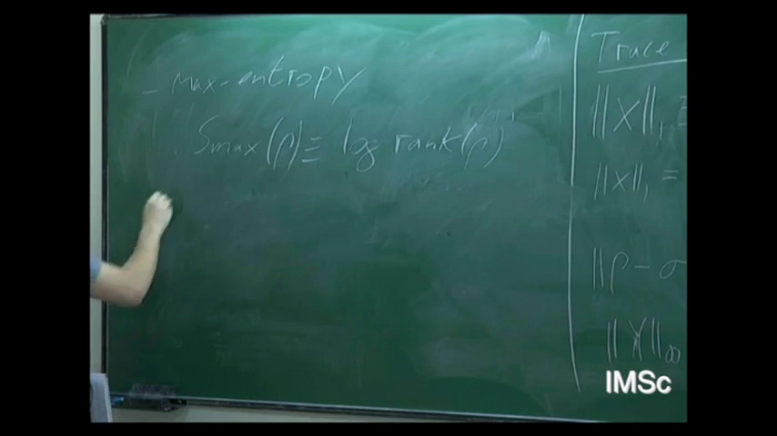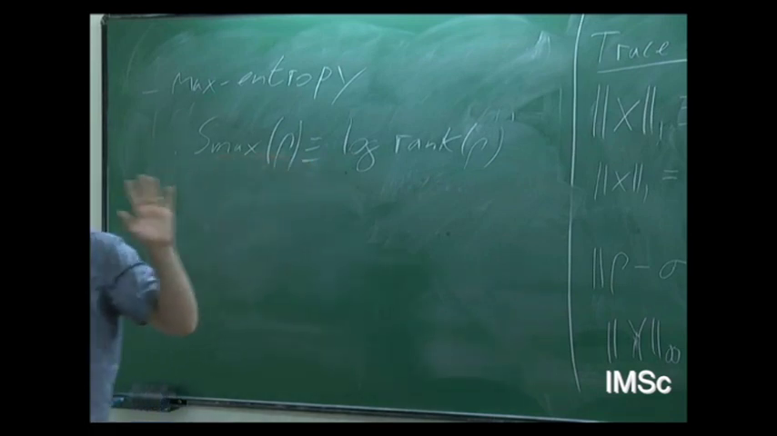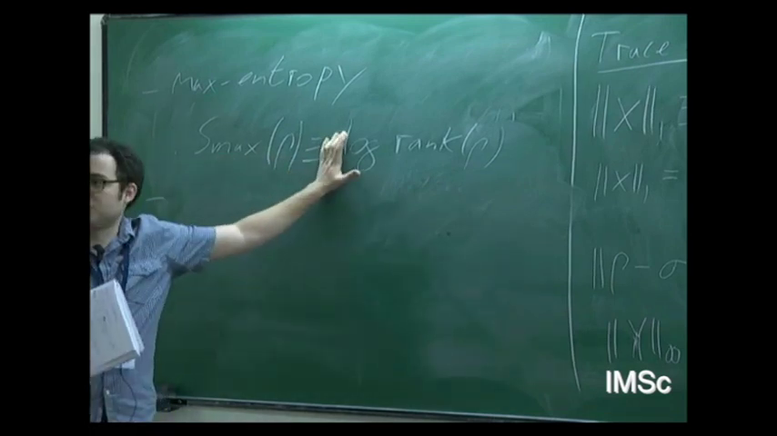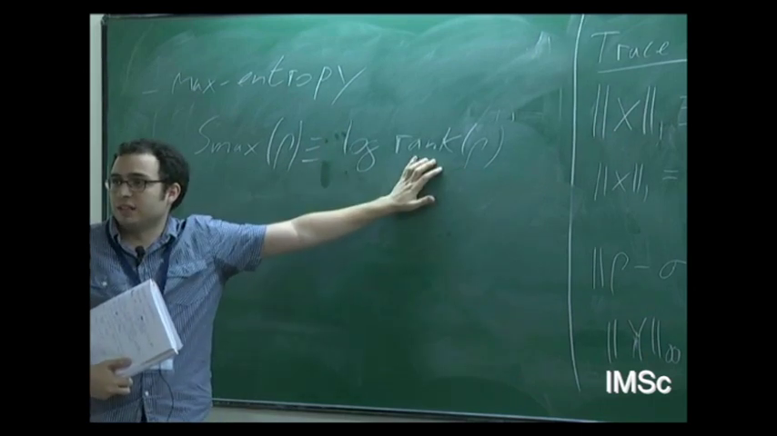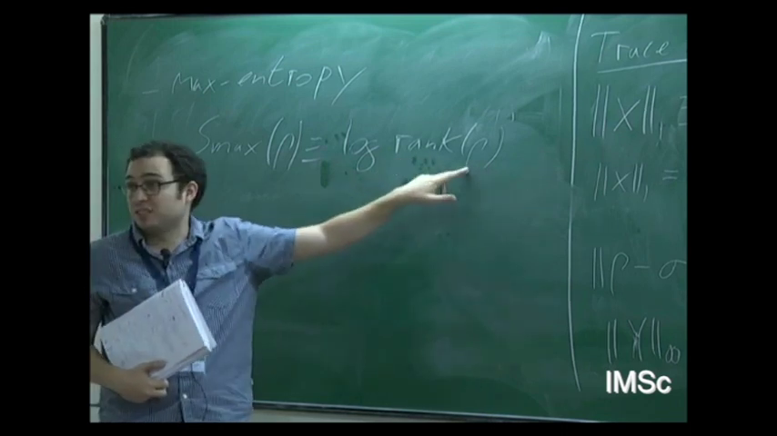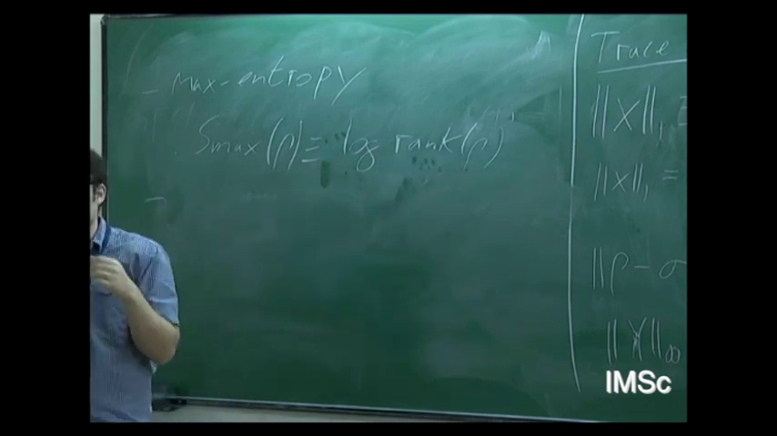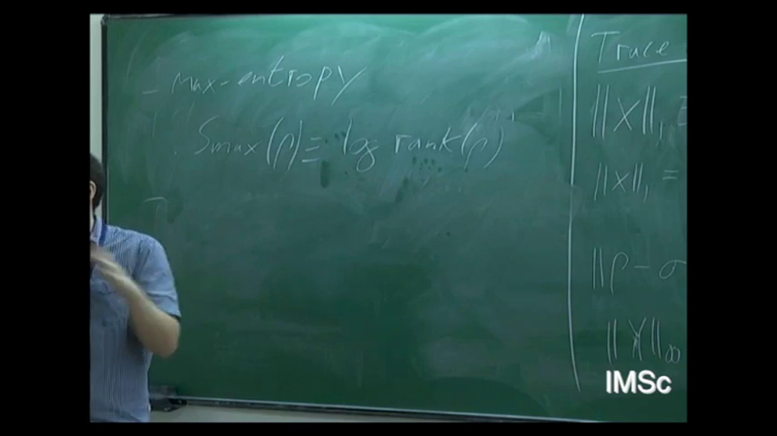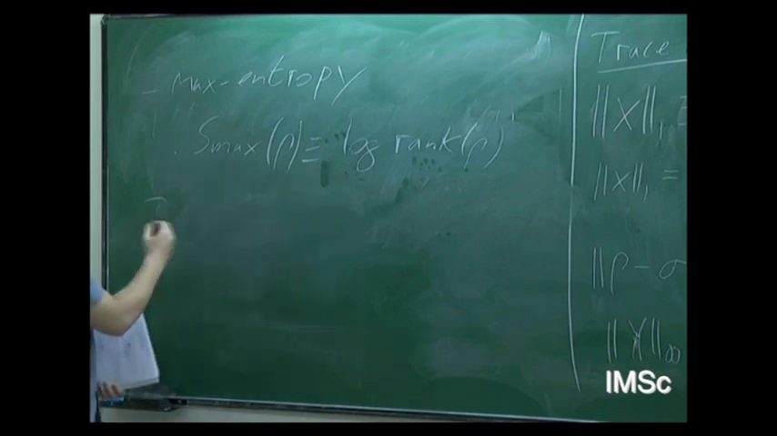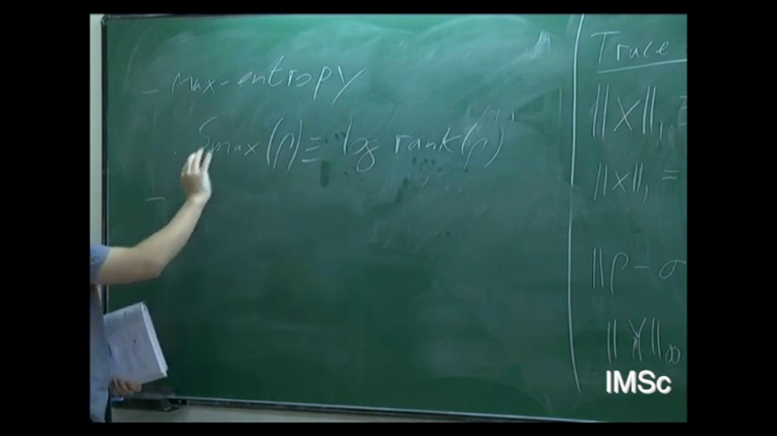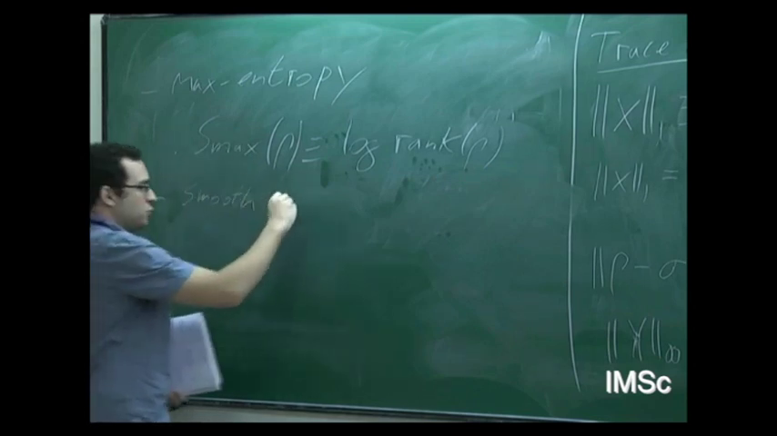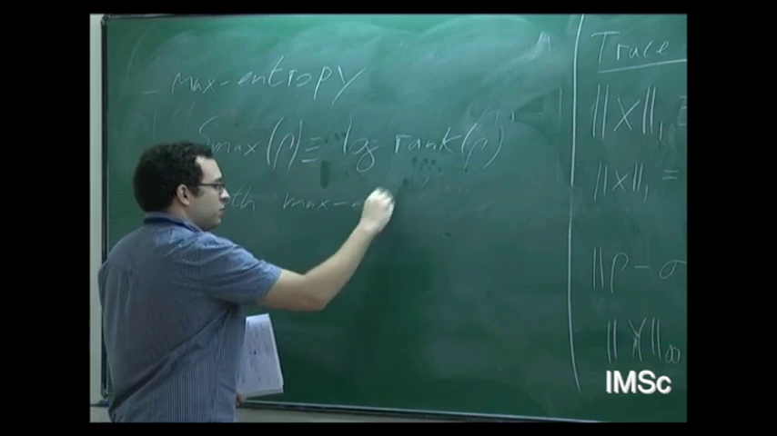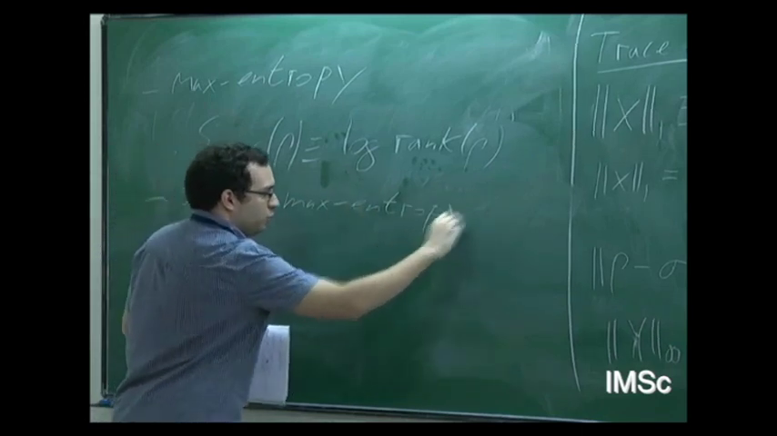The entropy had all these nice properties. This is a much more rigid object and doesn't have them. In particular, it's very badly non-continuous, because of the rank of the state. We can add some very small perturbation, as small as you want, and change the rank by an arbitrary amount. This is something bad, not very physical. So this motivates the definition of a smoothing of this quantity, which we call the smooth max entropy. This will be very useful for us later.